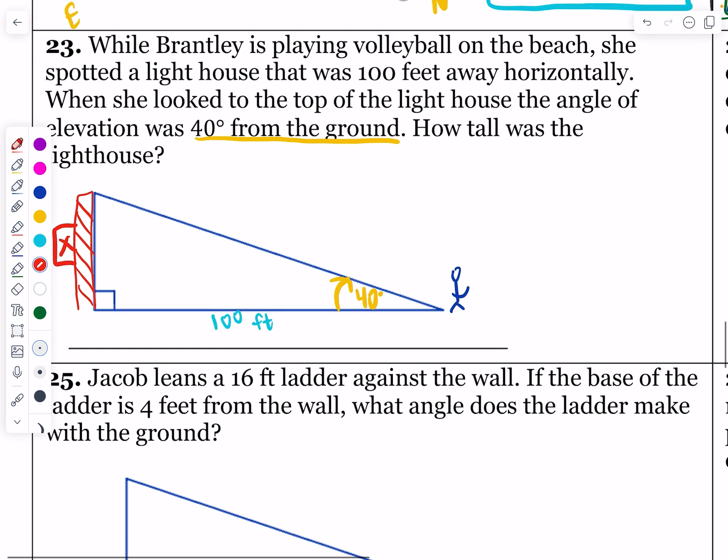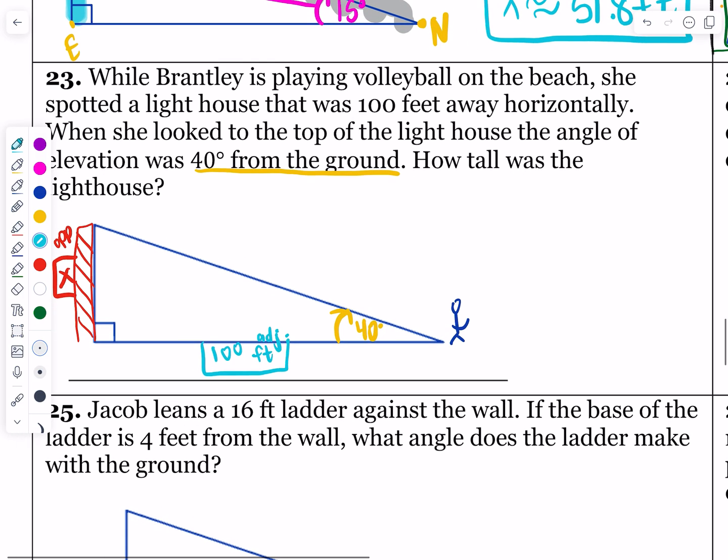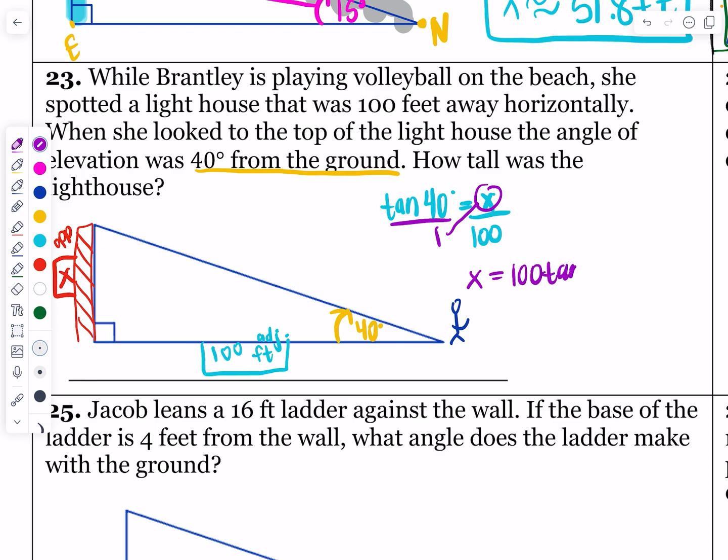So from that 40-degree angle, x is my opposite, and the 100 feet is my adjacent. That is going to be normal trig, because I'm not looking for an angle, I'm looking for a side. That is going to be the tangent of 40 degrees equals opposite x over adjacent 100. So again, I'm just going to put this over 1 and cross multiply. x is going to be equal to 100 times the tangent of 40.